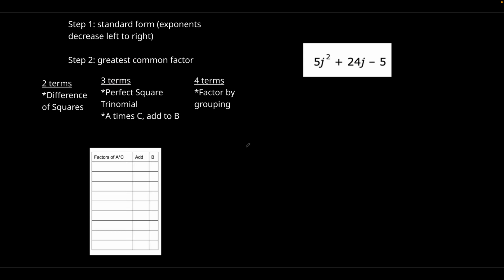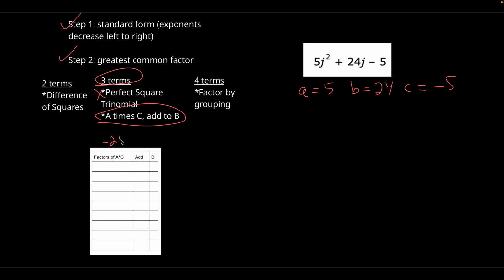Now, new type of problem, standard form. Step 1, check. Greatest common factor, no. Step 2, 3 terms. Is it a perfect square trinomial? No, it is not. So we're doing this again, A times C add to B. Now, here, you will notice A, B, C, 5, -5, 24. 5 times -5 is, so factors of -25, and they have to add up to 24.